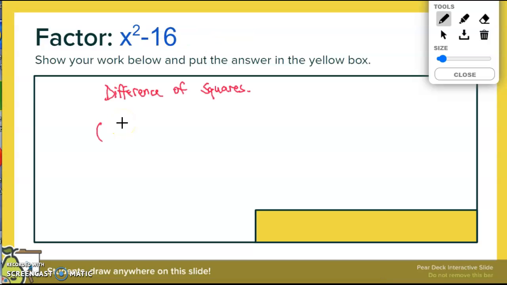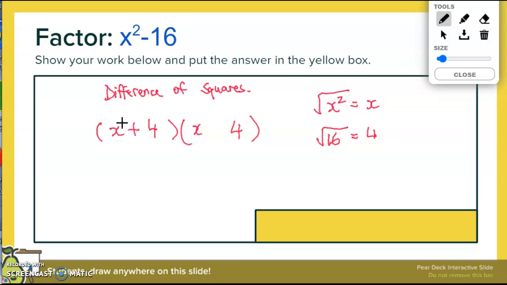So I start by putting my two parentheses. I take the square root of the first term. What is the square root of the first term? That's just x. So that's going to be x here and x here. What is the square root of the last term? That's just 4. So I put 4 here and 4 here. I know one's going to be positive, one's going to be negative. And as usual, you should use FOIL to multiply back to check your answers.